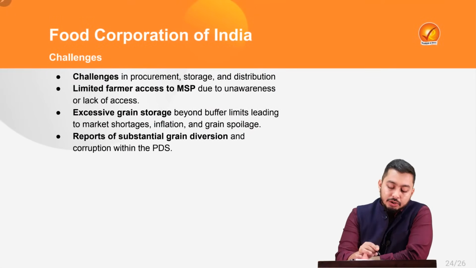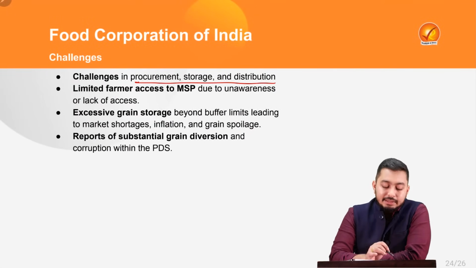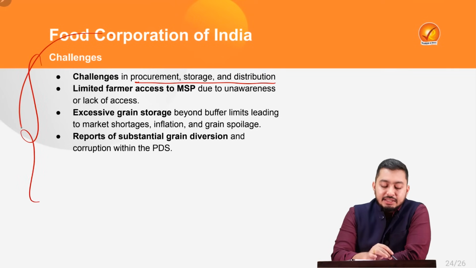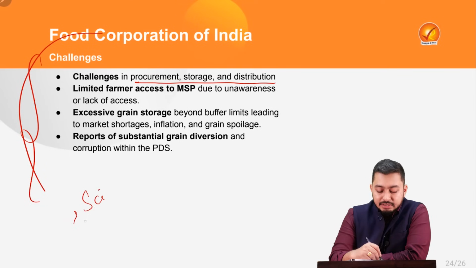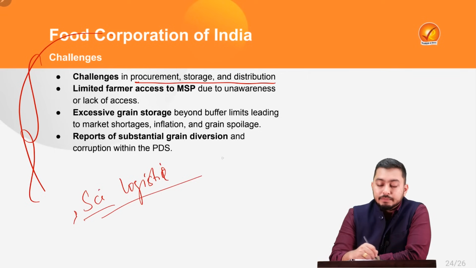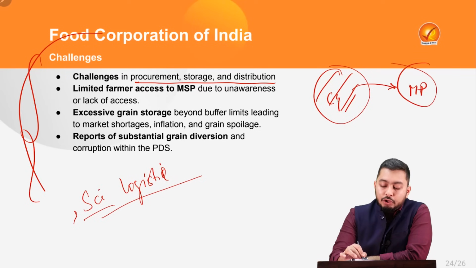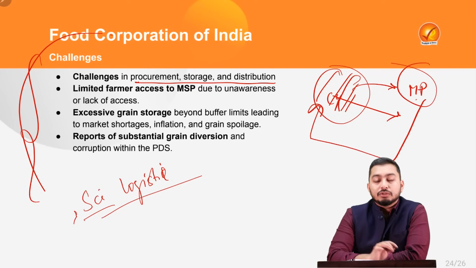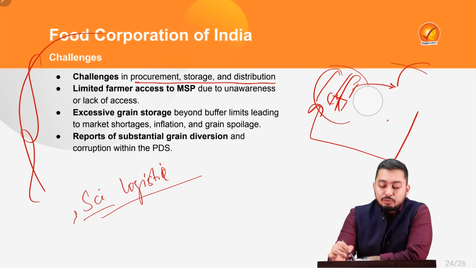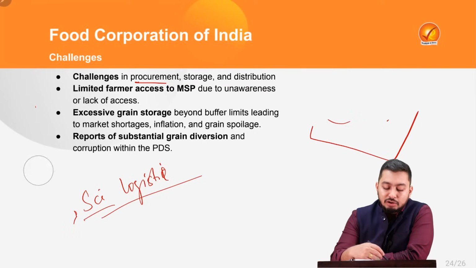Now, what are the challenges? Challenges in terms of procurement, storage and distribution. Now, here the main argument is that FCI is not working with scientific logistics. For example, if I am procuring some goods from Chhattisgarh, then why am I storing it in Madhya Pradesh? Or if I am procuring from Chhattisgarh, then moving the item to MP, and then again redistributing it as grains in Chhattisgarh. So these kinds of issues were there, such bottlenecks were there with the Food Corporation of India.